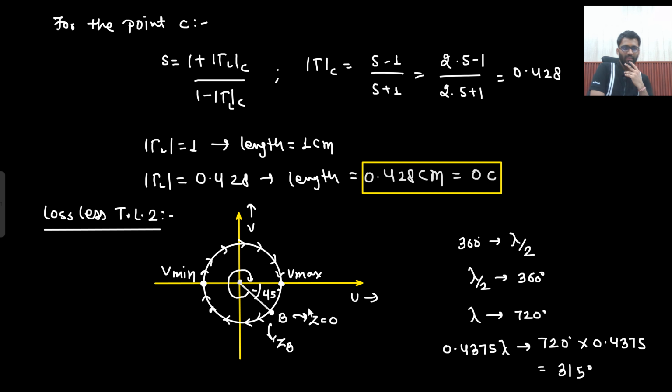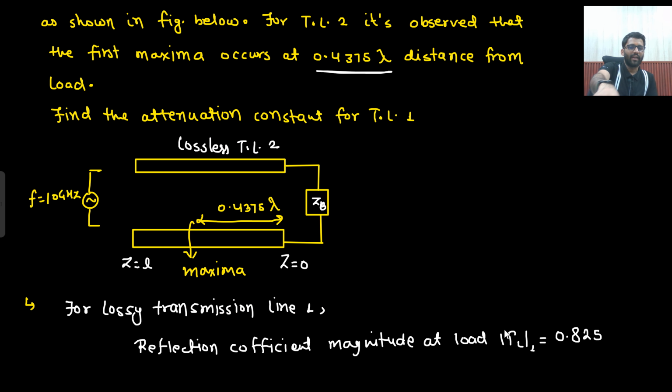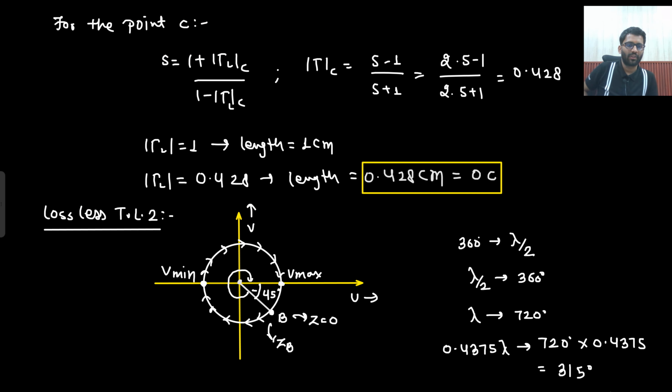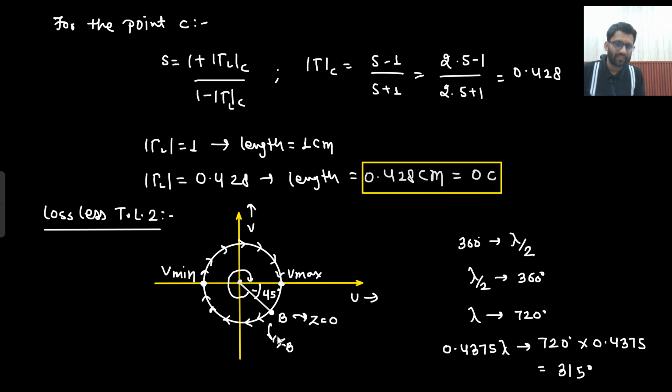Are you able to understand this point? How did I get this angle 45 degree? What we are doing is that we are taking this ZB impedance, and we are connecting it to a lossless transmission line. So with respect to this lossless transmission line, can I draw a constant VSWR circle? Because this is a lossless transmission line, this will be the VSWR circle. Now on this VSWR circle, if I work in clockwise direction, that means I am moving towards the source, away from the load. And when I move 0.4375 lambda distance, I have got my first maxima.